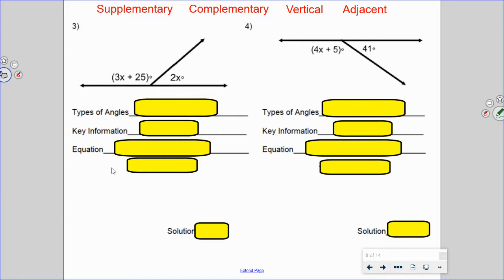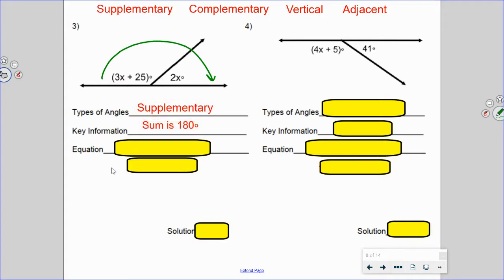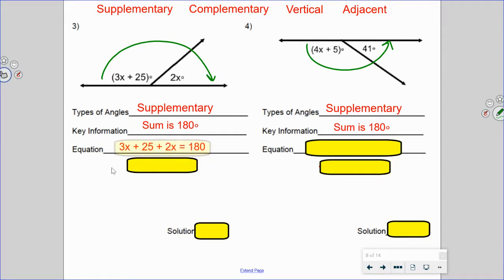Now what's interesting about these examples, please note that both of these have a supplementary angle, so the sum is 180. Here's another supplementary set whose sum is 180. So similarities, but here's the difference. Over here, we got 3x plus 25 plus 2x, parentheses or not, it's up to you. Equation over here, 4x plus 5 plus 41. Again, your option. So there's differences, but let's get back to those similarities, shall we?